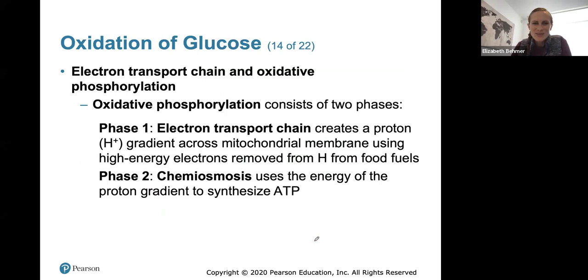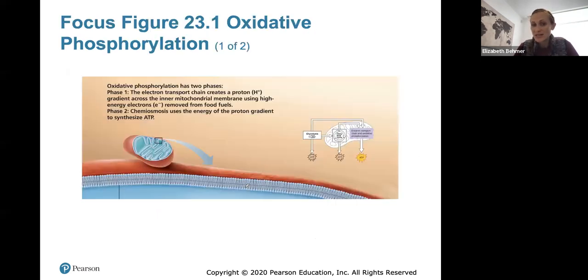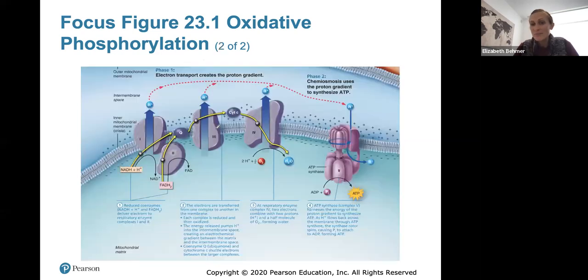So I'm going to go over this, and then the third step is the electron transport chain and oxidative phosphorylation. Oxidative phosphorylation is where the magic happens, where we're producing the most ATP in the presence of oxygen, and it's divided into 2 phases: the electron transport chain, which creates a proton gradient across the mitochondrial membrane using high energy electrons removed from hydrogen, from glucose, and chemiosmosis, which uses the energy of the proton gradient to synthesize ATP. These 2 phases occur in the inner mitochondrial membrane, and this is shown here.